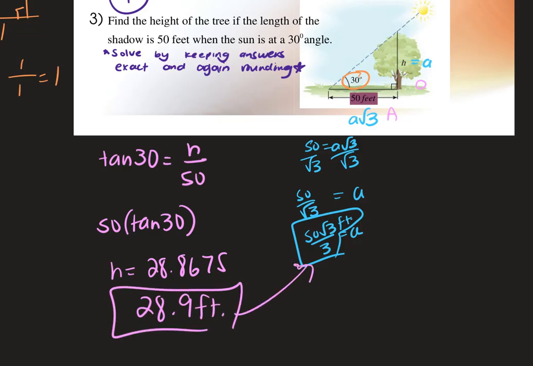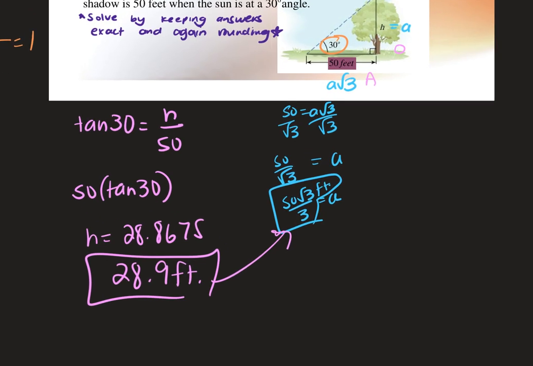And if you multiply out the 50 root 3 over 3, you'd also get the same thing. So you could do both ways to check it if you had a special angle. If not, obviously, you'd have to use SOHCAHTOA.